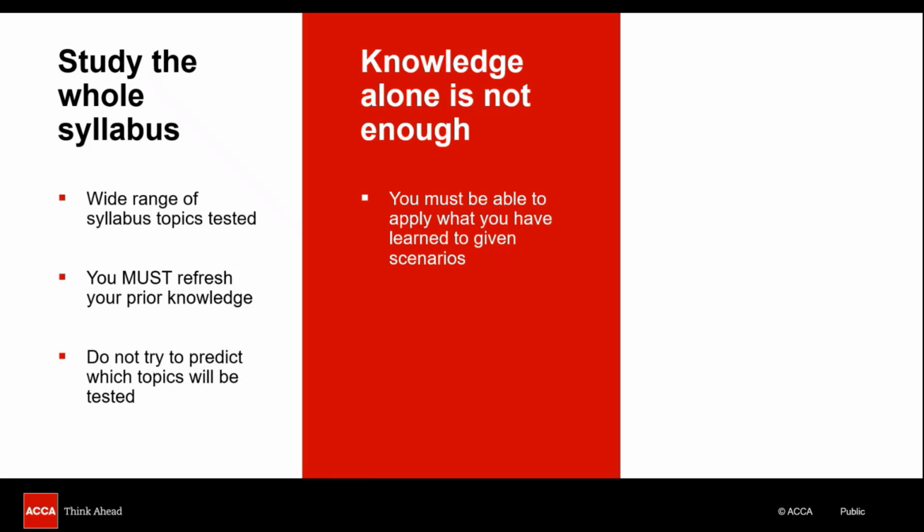Knowledge alone is not enough. You need to be able to apply your knowledge to practical situations. Use of past exam content will help here to understand the types of scenarios which are tested and the answers which are expected from candidates. The requirements at ATX are far more demanding than those at TX.